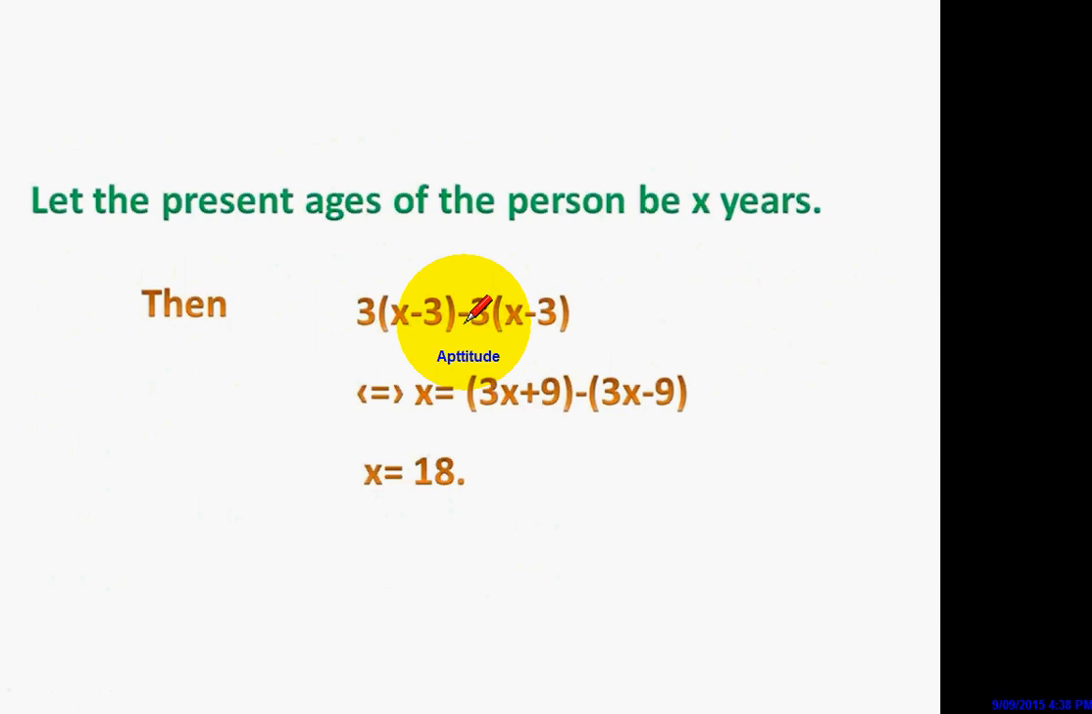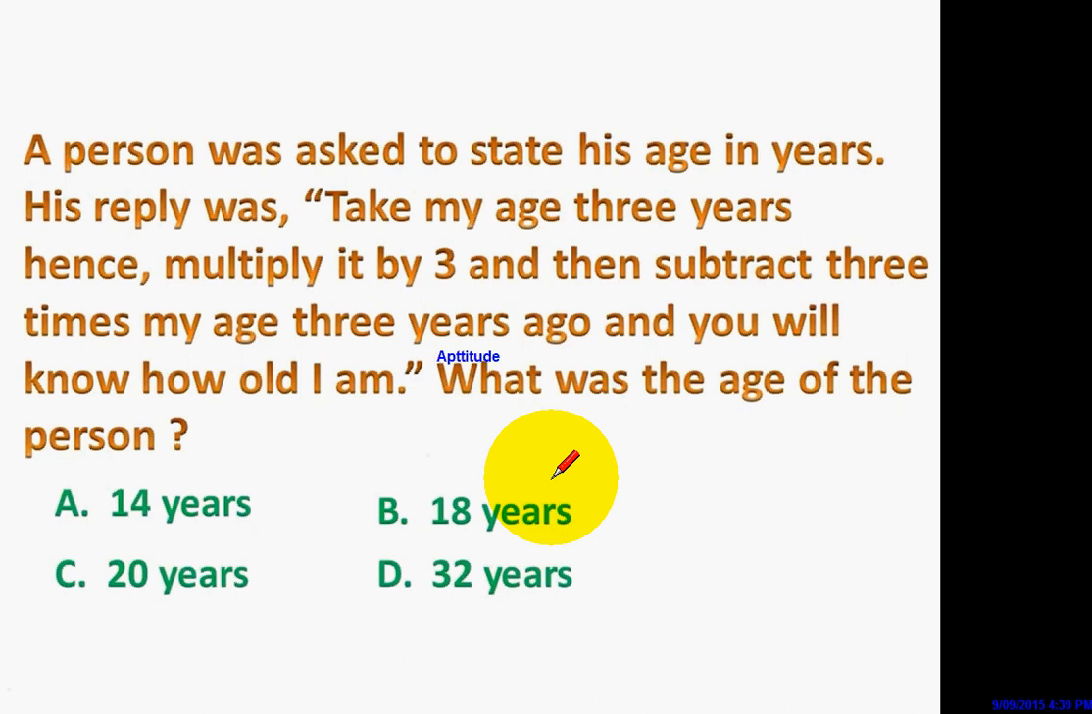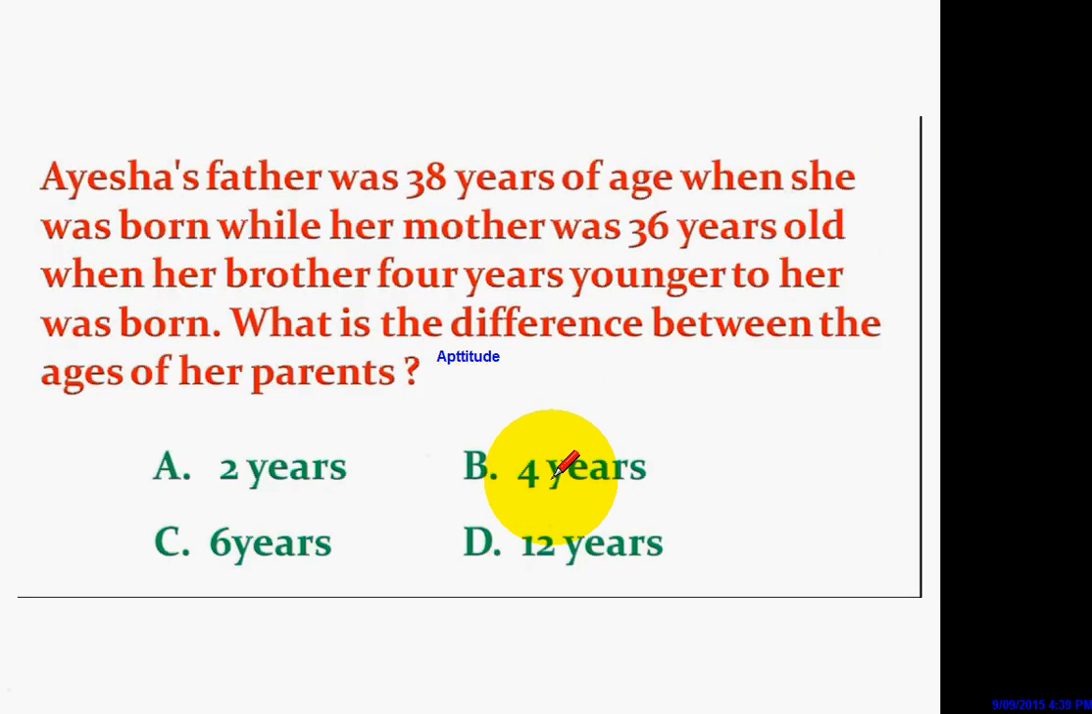That's all. The equation is framed, and from this we can deduce that 3x plus 3 minus 3x plus 3. Actually it is plus 3, sorry, it is not minus, it is plus. So if you solve this equation, you will get the value of x as 18, and that is the present age of that particular person.